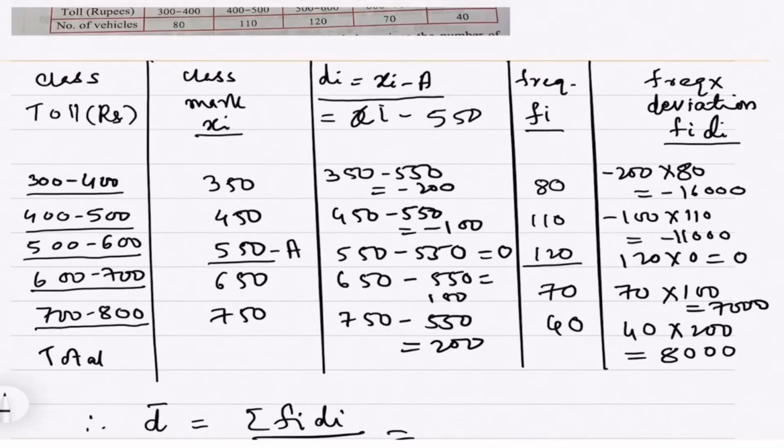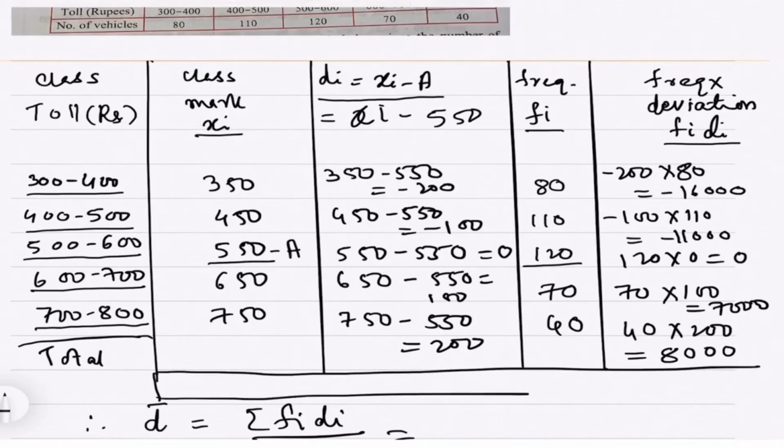Now the last row is for the total. We want the sum of fi and the sum of fi di. Sum of fi: 80 plus 110 plus 120 plus 70 plus 40 gives us 420. Sum of fi di: minus 16,000 plus minus 11,000 plus 0 plus 7,000 plus 8,000 gives us minus 12,000.